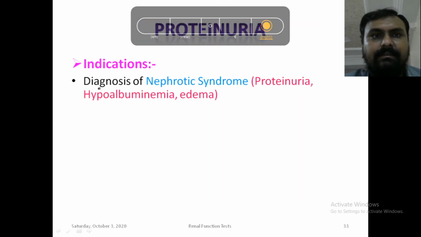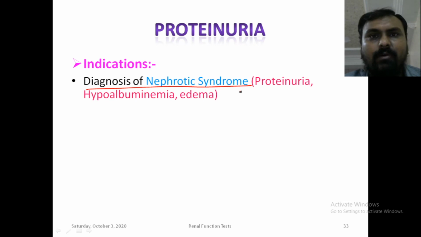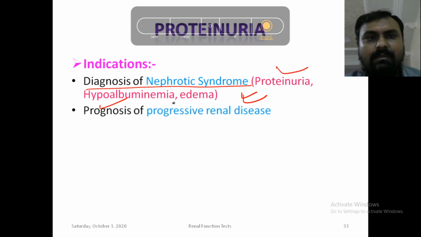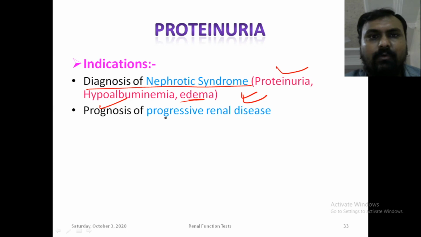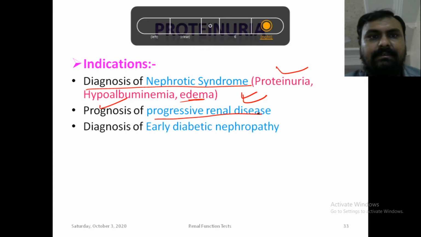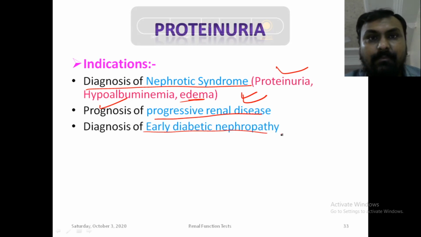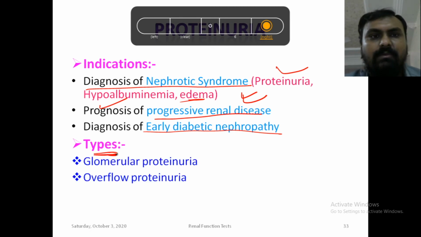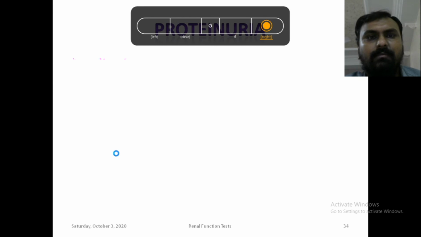Proteinuria, what are the indications? Diagnosis of nephrotic syndrome, where there is proteinuria and hypoalbuminemia, so albumin is lost in the urine, and that will lead to edema. Also prognosis of progressive renal disease, diagnosis of early diabetic nephropathy, and the different types of proteinuria like glomerular proteinuria, overflow proteinuria, and tubular proteinuria.